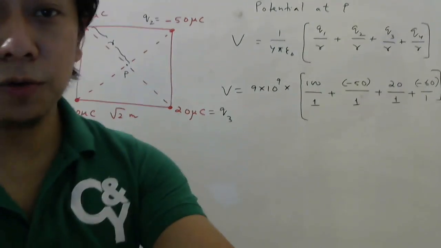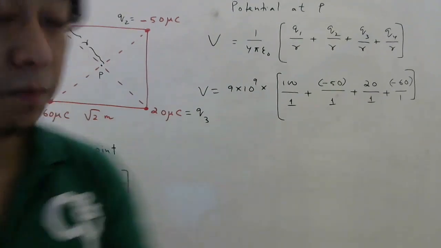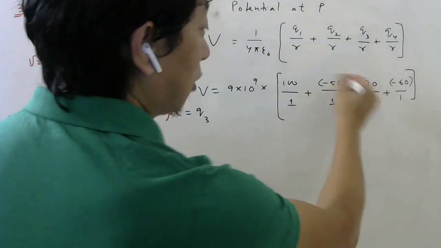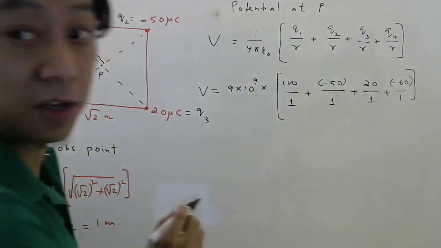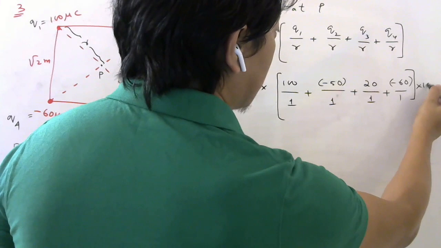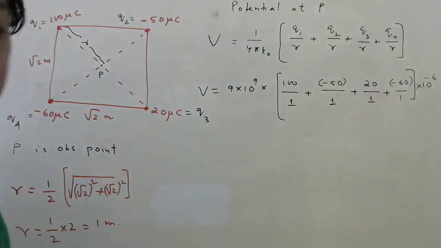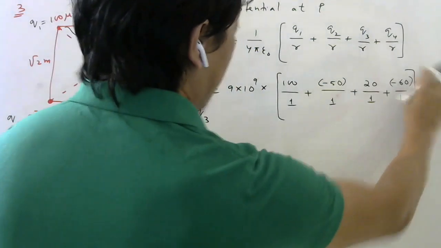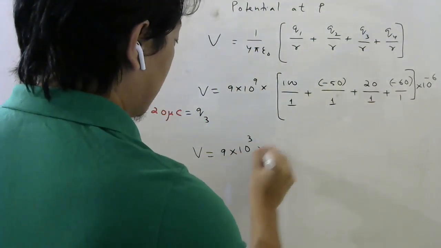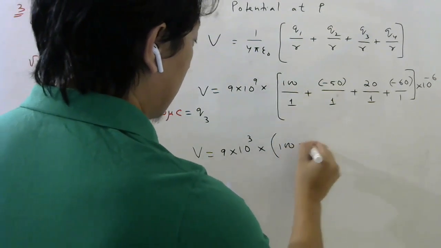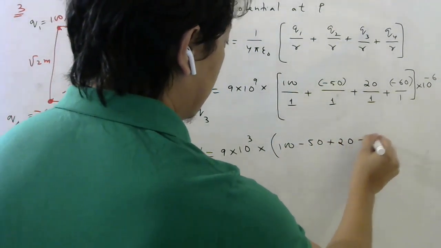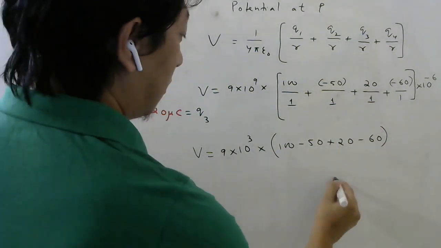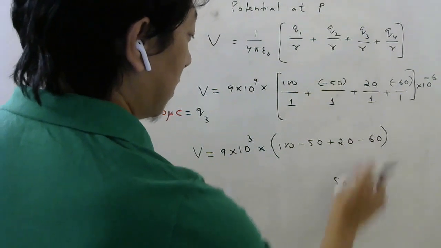Yes. Now we have to write the microcoulomb. All these charges are microcoulomb. So 10 to the power minus 6 will come here, here also, here also, here also. So I can write 10 to the power minus 6 common outside. Understood? Okay. So next will be 9 into 10 to the power 9, 10 to the power minus 6. I can write 10 to the power 3. And this will be how much? 100 minus 50 plus 20 minus 60. Correct, students? Okay. So 100 minus 50, 50. 50 plus 20, 70. 70 minus 60, 10.